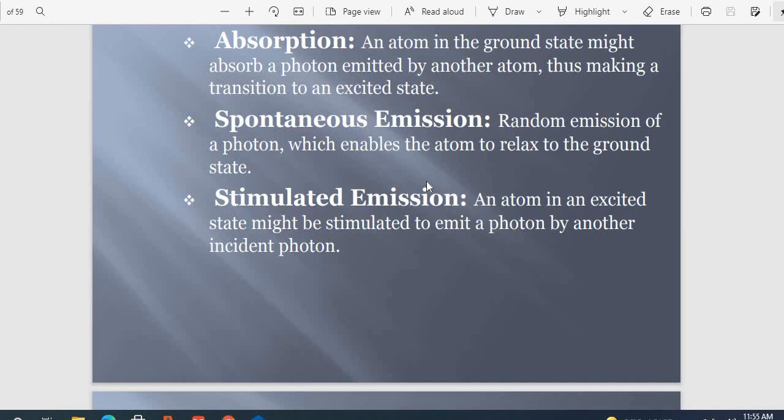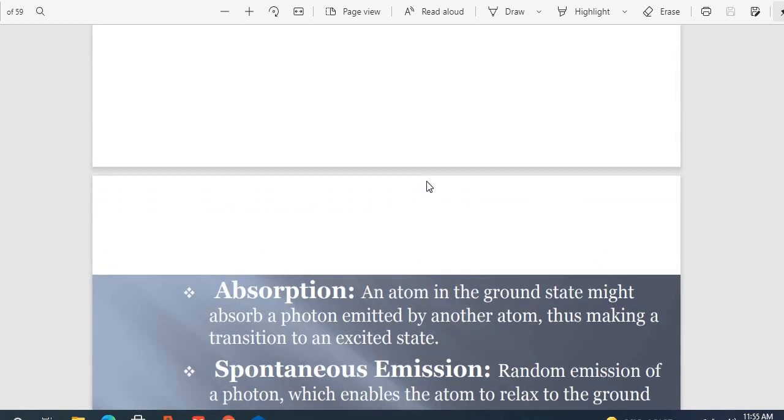It is getting incident on it. It's getting the photon emitted. That is what stimulated emission. This is occurring in the laser, as we have seen in the diagram only, right?